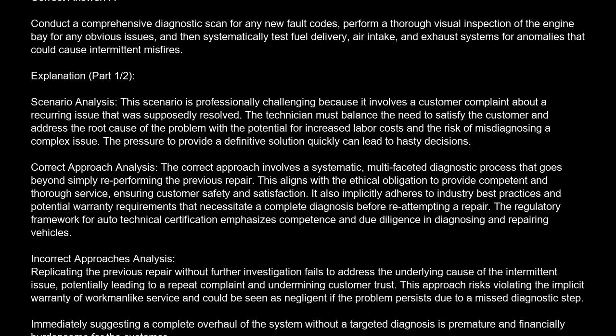The regulatory framework for auto technical certification emphasizes competence and due diligence in diagnosing and repairing vehicles. Incorrect approach analysis: replicating the previous repair without further investigation fails to address the underlying cause of the intermittent issue, potentially leading to a repeat complaint and undermining customer trust.